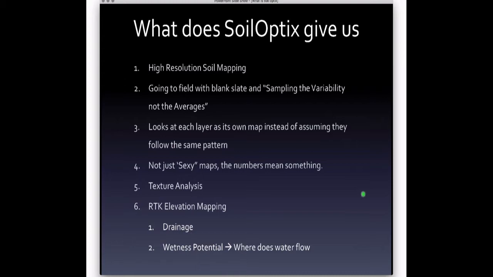We're also going to the field with a blank slate, and we're sampling the variability of that field, not the average. When you look at a zone sample, you get one map. And that one map has to fit your prescriptions. That one map fits your soil samples. You get one map off that field. And as I said in the earlier slide, you get 40 plus maps. Every nutrient, every texture, every property has its own map and its own layer.